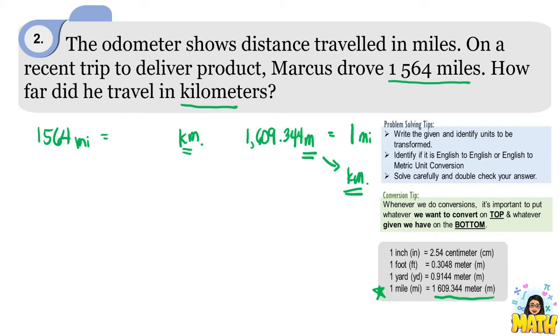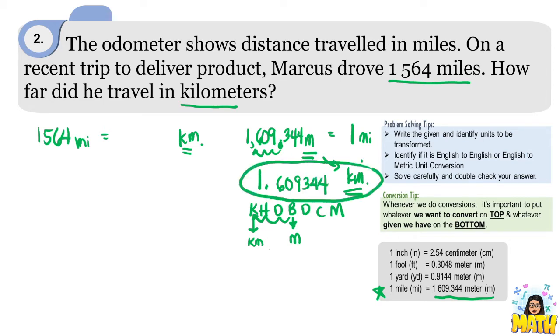Dahil metric to, we can use the mnemonic device King Henry died by drinking chocolate milk, wherein B is the base unit for the length or the distance, that's meter. At nandito naman yung letter K for kilometers. Meter to kilometers, we simply need to move the decimal point. 1, 2, 3. That is 3 spaces to the left. 1, 2, 3. That will be 1.609344 kilometers, which is equal to 1 mile.